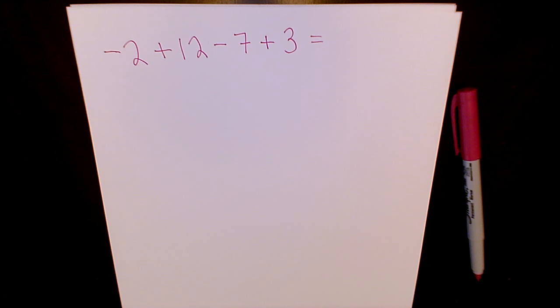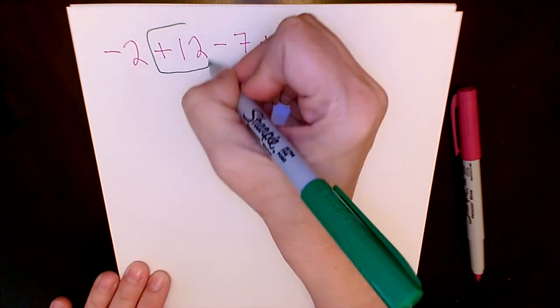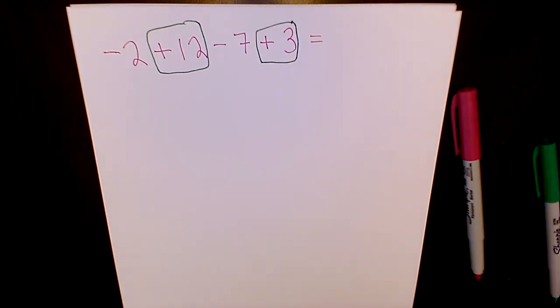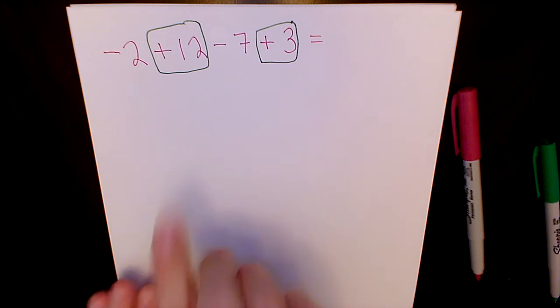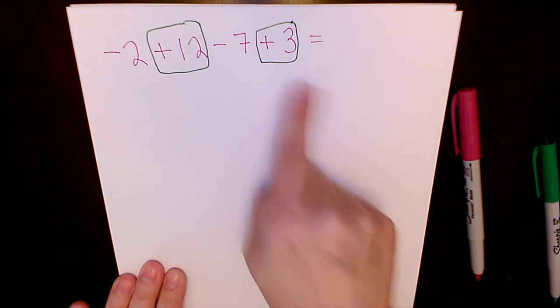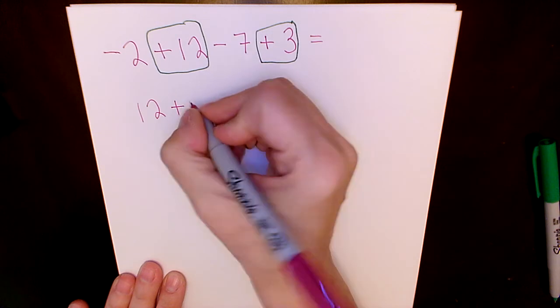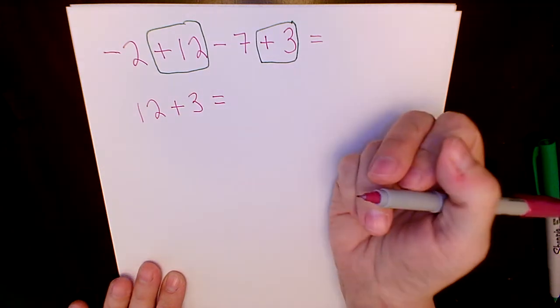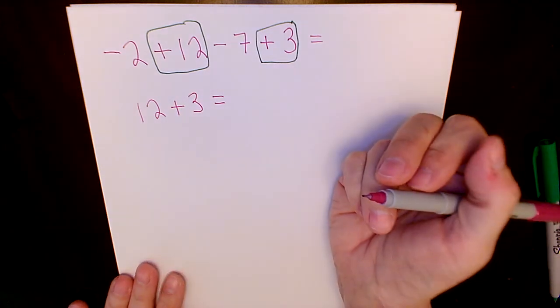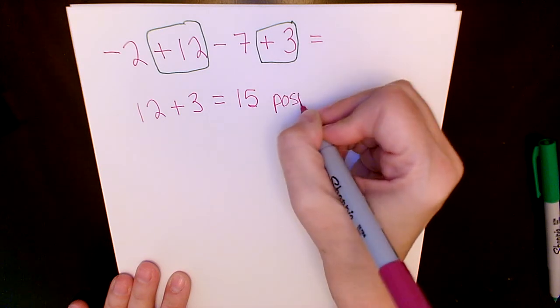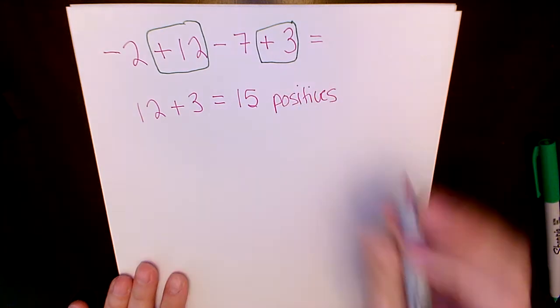But I like to put all my positives together. I'm going to try that again. See how you like it. So always look and see in front of the number. That will tell you what kind of sign it is. So it's a +12 and a +3. And if there's no sign in front, just assume it's positive. So +12 and +3 is just 12 plus 3, which is 15. So I've got 15 positives.